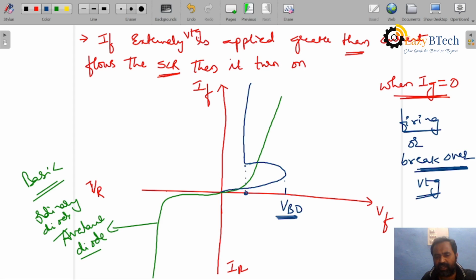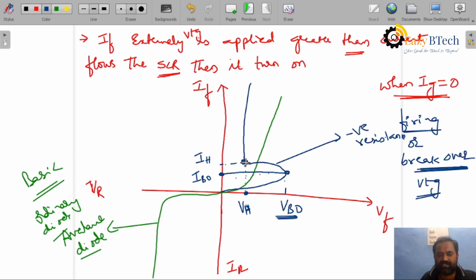This point we will call VH, the holding voltage, and this current we will call IH, the holding current, and this we will call IBO, the breakover current. Is it clear? It means from this point to this point, we will call this a negative resistance. Negative resistance characteristics. Is it clear?